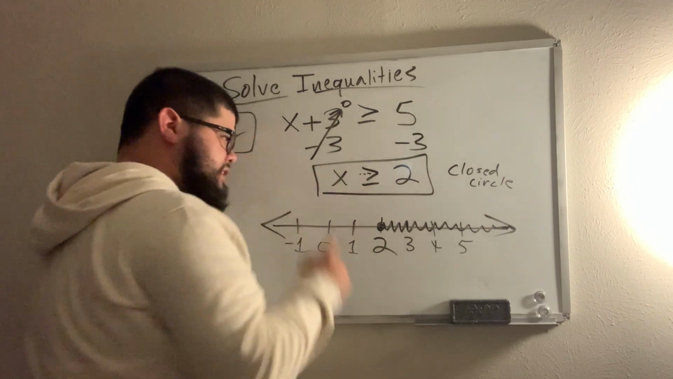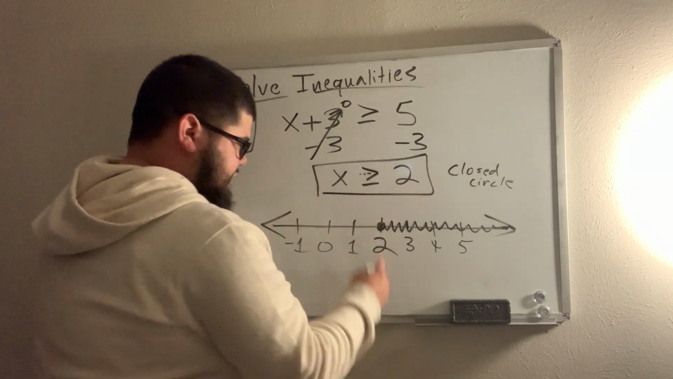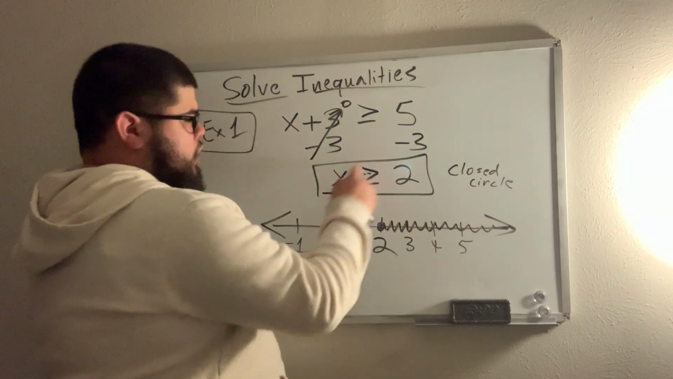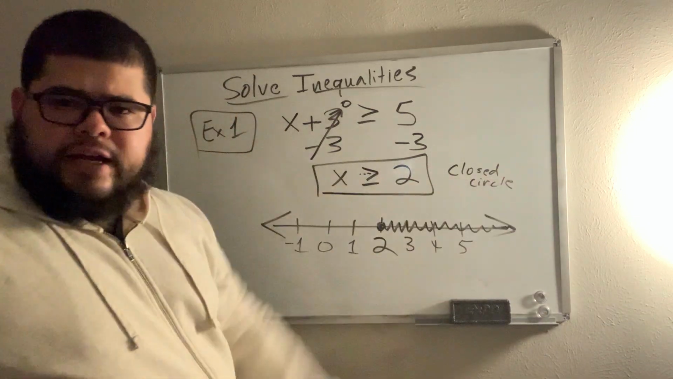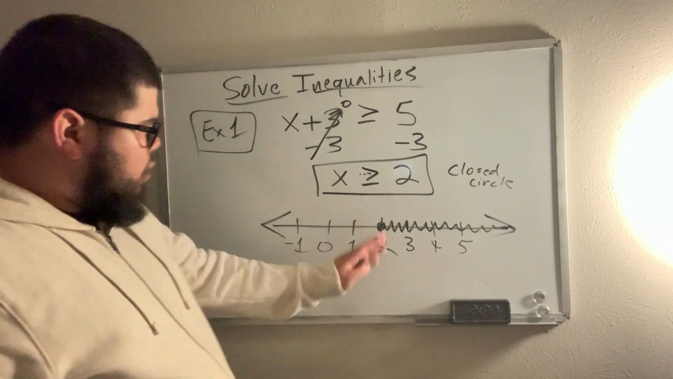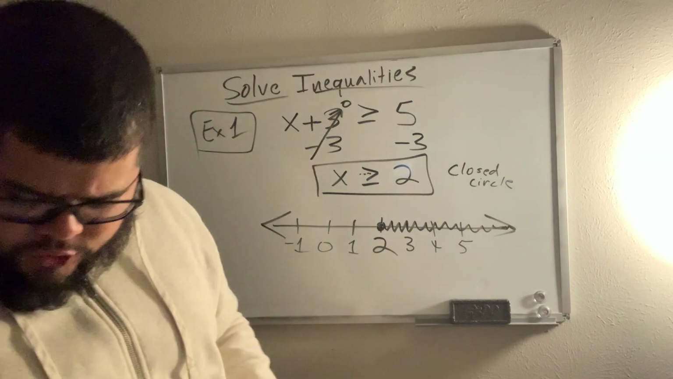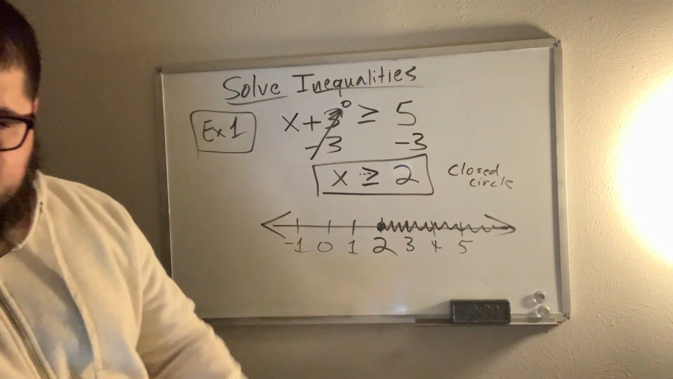2, if we substitute 2 here, is 2 greater than or equal to 2? Yes. Is 3 greater than or equal to 2? Yes. Is 4 greater than or equal to 2? Yes. And 5 and 6 and forever, infinity, is greater than or equal to 2? Yes. So that is why we have that number line solution. We're going to go ahead and move on to our example number 2. Make sure you have that written down. I'm about to erase it.